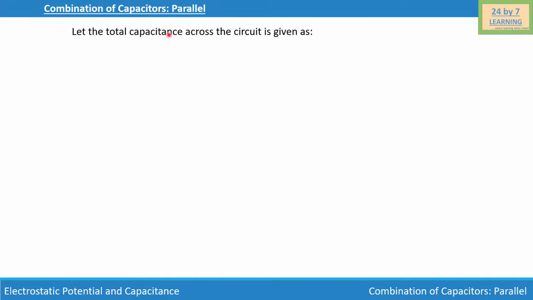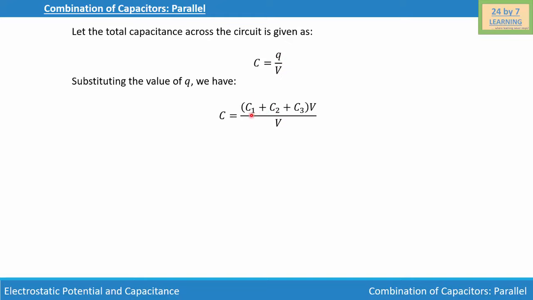Let the total capacitance across the circuit be given as C is equal to Q over V. Now let's substitute the value of Q, and if we do that, we will have C is equal to C1 plus C2 plus C3 times V over V. Now V can be cancelled out because V is the common term, and if we do that, we will have C is equal to C1 plus C2 plus C3, which is basically the total capacitance of the capacitors in a parallel combination. And this is how we define the combination of capacitors in parallel.